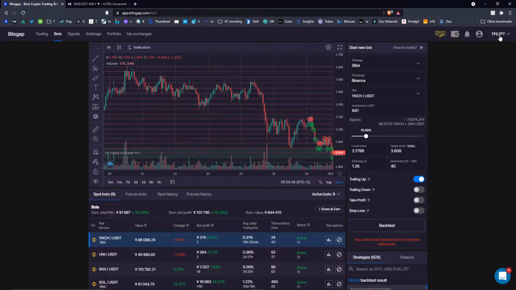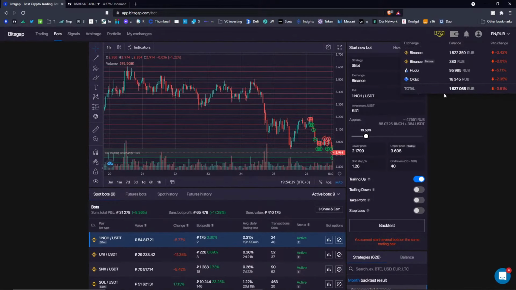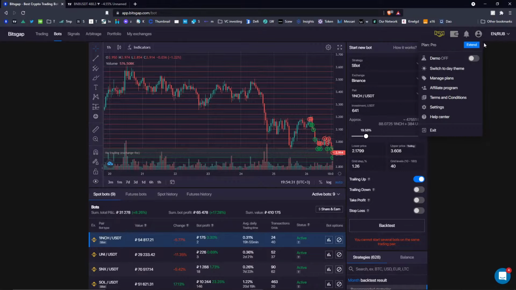Also your balance in, oh, I'm a millionaire in Japan. Interesting. The same way you can do it with Russian rubles, for example. You see, it changes the value, portfolio, blah blah blah. So you can play with this as you want.